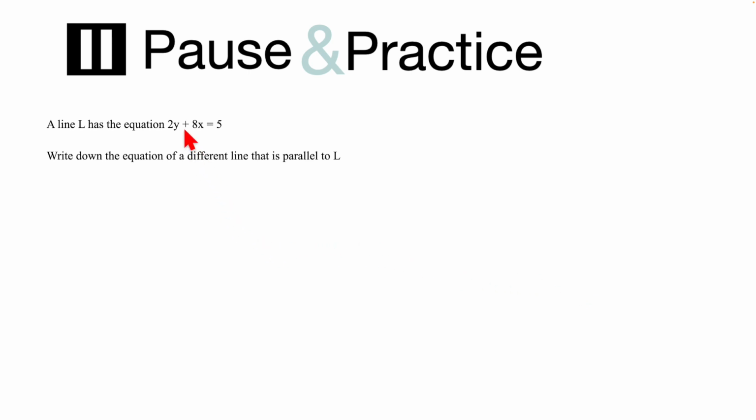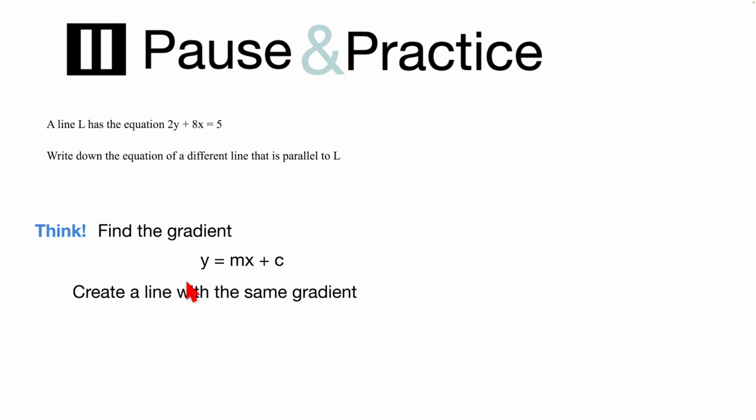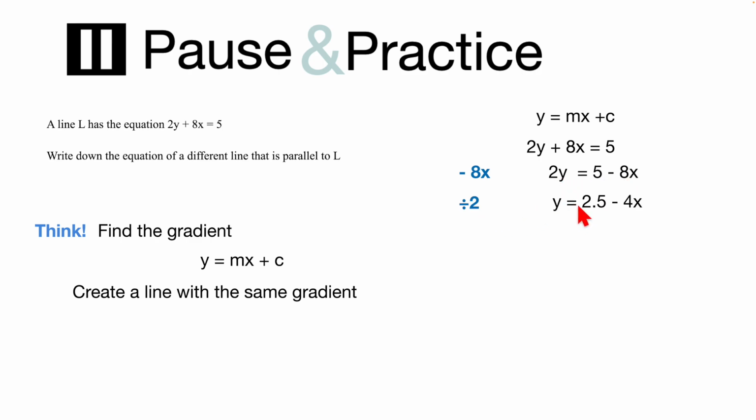So let's see, nasty little equation. Find the gradients using that, create a line. That's our target. Well, it's a sort of guide really. y = mx + c. 2y + 8x = 5. So I'm going to take away the 8x: 2y = 5 - 8x. Right, I can see what's going to happen here, but I'm just going to divide by 2 to get y = 2.5 - 4x. So when it's y equals, this coefficient is going to be the gradient, and that's -4. So m is equal to -4.